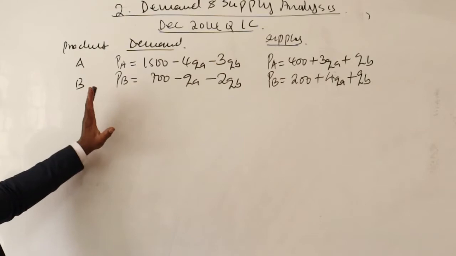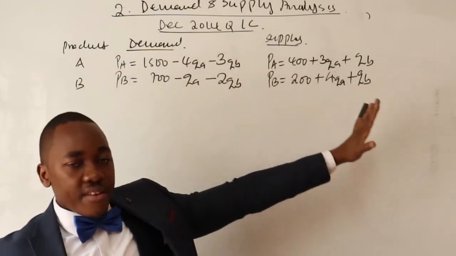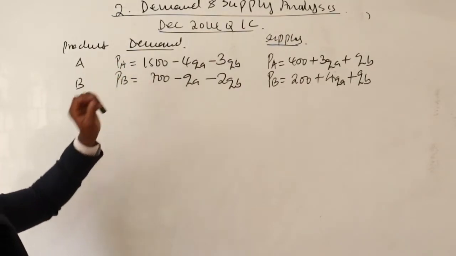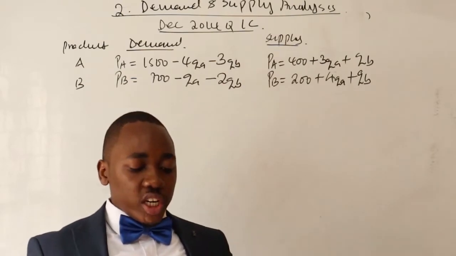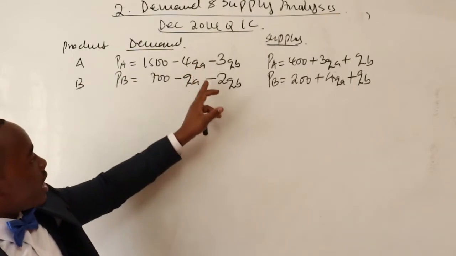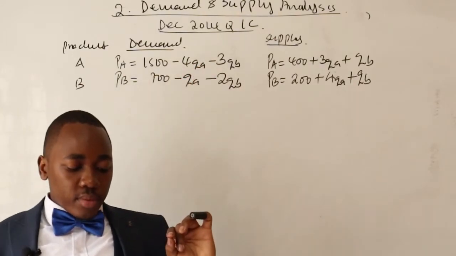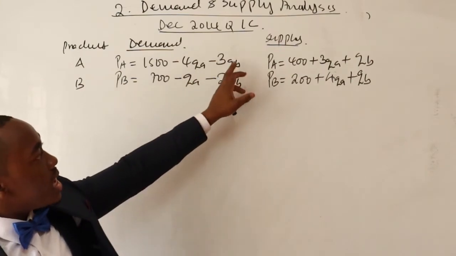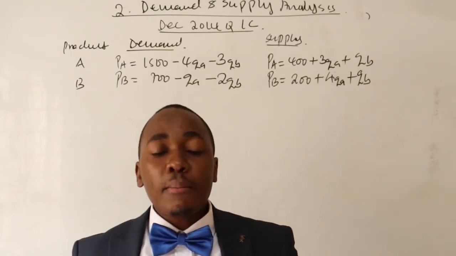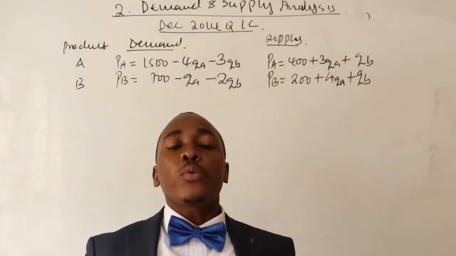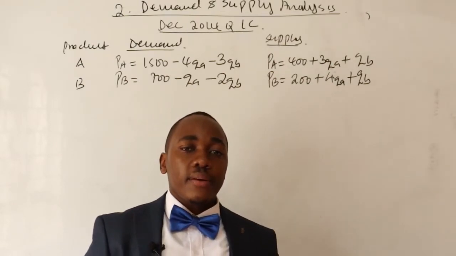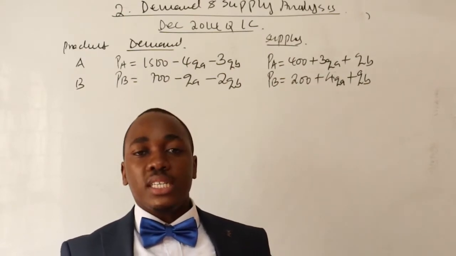So you have product A and product B, with the demand function and the supply function. PA is the price of product A in shillings, PB is the price of product B in shillings, and QA and QB are the quantities demanded for products A and B. Required: using matrix algebra, determine the equilibrium prices and quantities for products A and B.